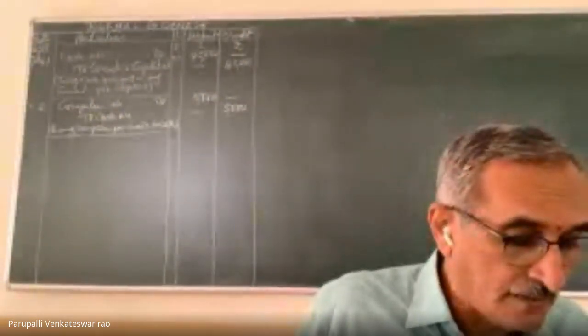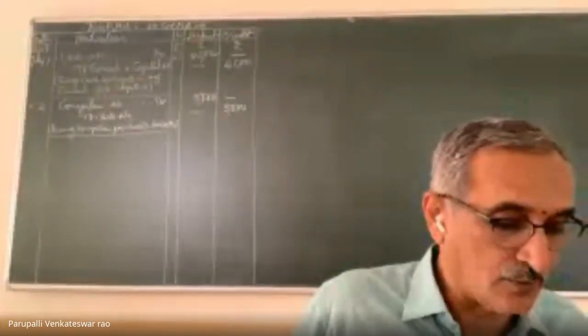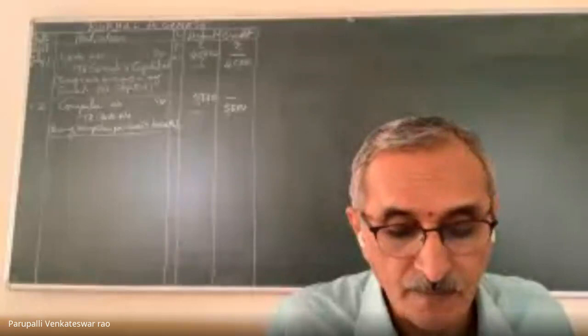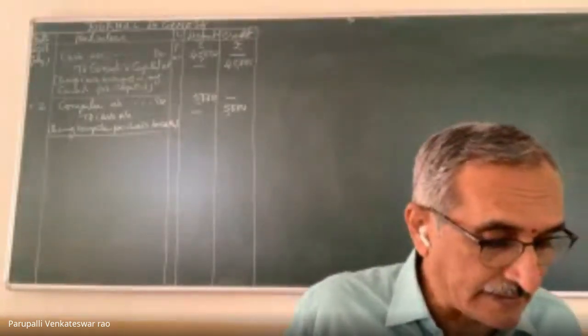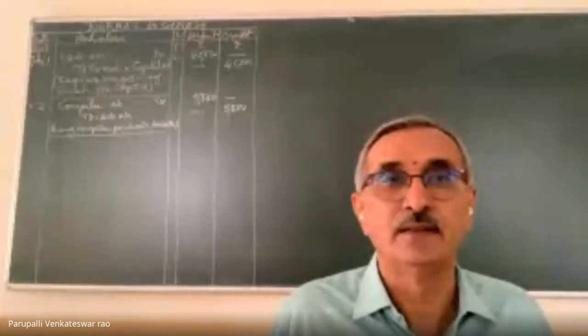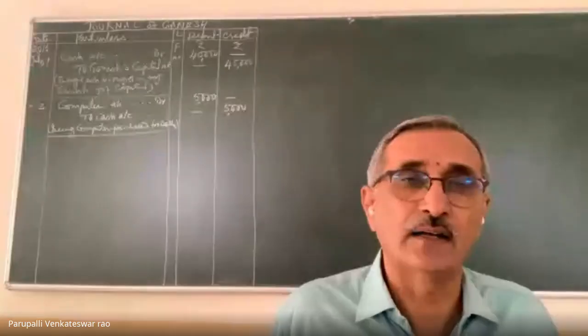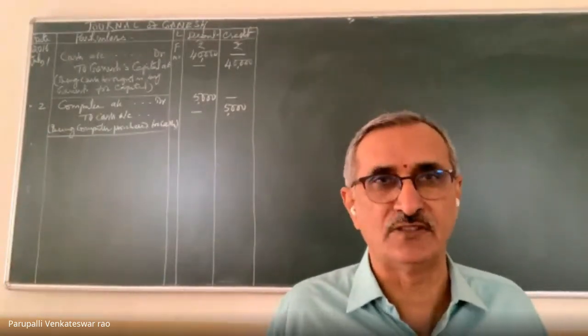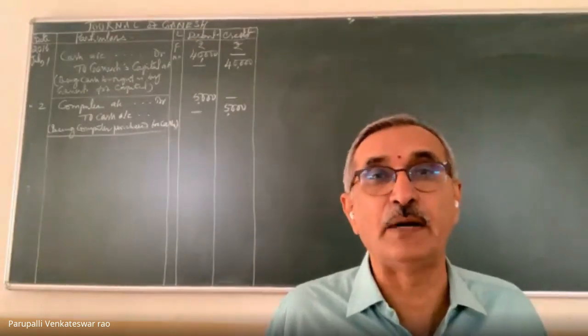Next one, July 7th: goods sold for cash, 8,000. Goods sold for cash, rupees 8,000. Tell me. Cash comes in, goods go out. Goods going out is called sale of goods. Goods coming in is called purchase of goods.